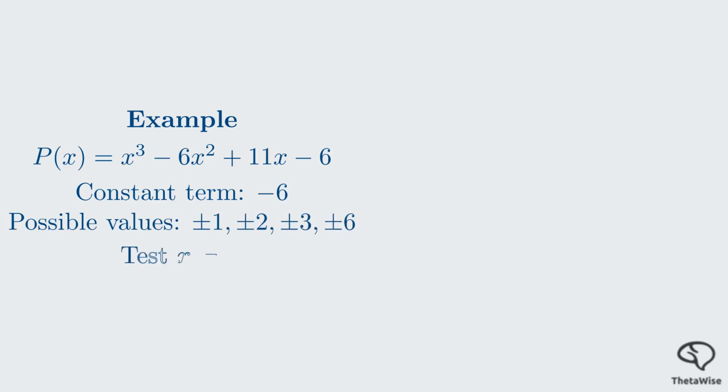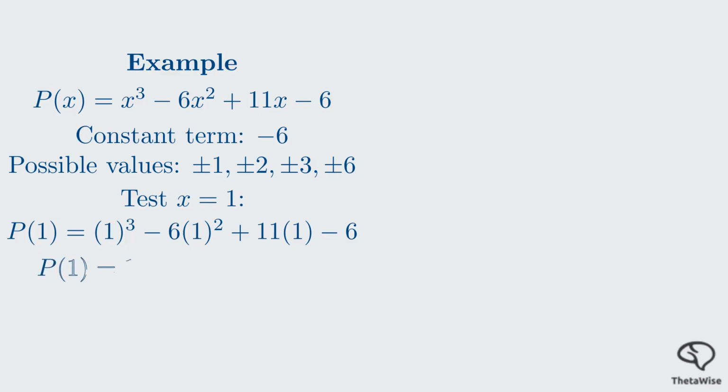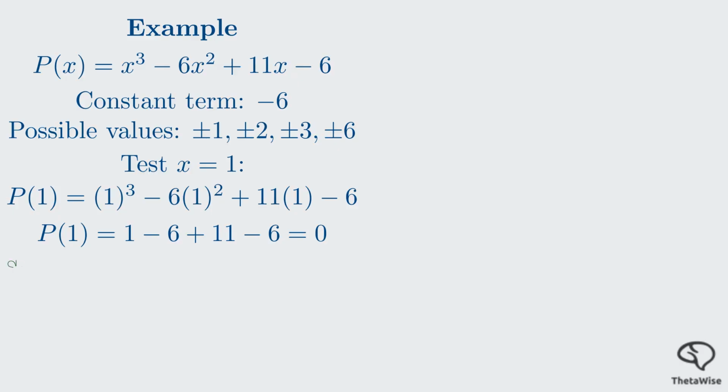Let's try testing x equals 1. Substituting 1 into the polynomial, we get 1 cubed minus 6 times 1 squared plus 11 times 1 minus 6. This simplifies to 1 minus 6 plus 11 minus 6, which equals 0. Because the result is exactly 0, the factor theorem confirms that x minus 1 is a linear factor of this polynomial.